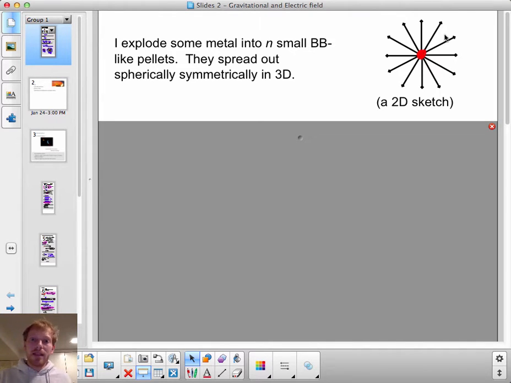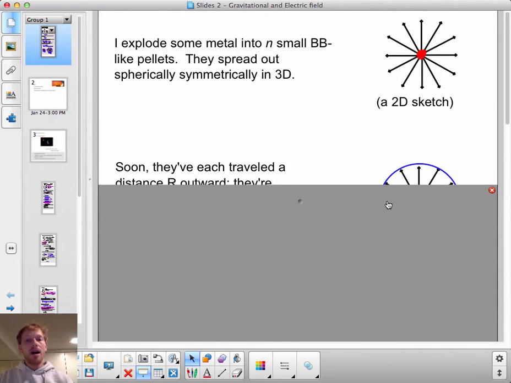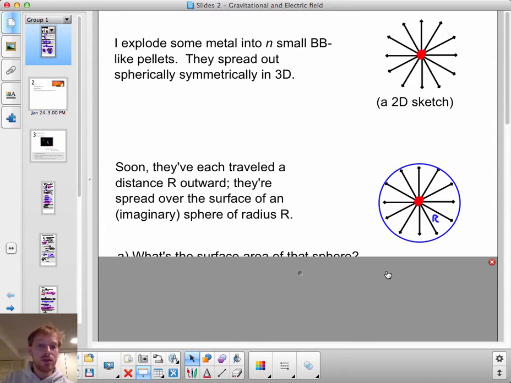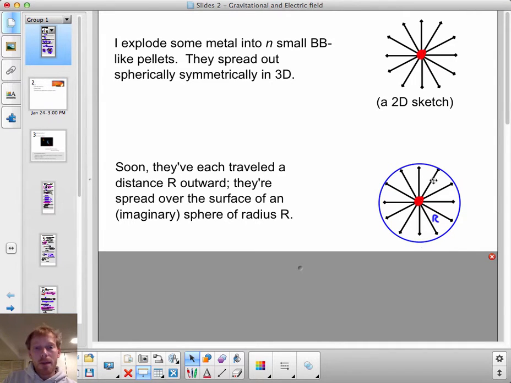You might imagine that if I were to try and represent this in 2 dimensions on my screen, it might look a little bit like this, where this is the path of each little bit of metal, and I've only just drawn a few little metal pellets that I've exploded my metal into here. But here's the little trajectory outward, and there's where they are. Here is something I'd like to observe. Soon, they've each traveled some distance outward. They've each traveled the same distance, if I imagine them spreading out spherically symmetrically.